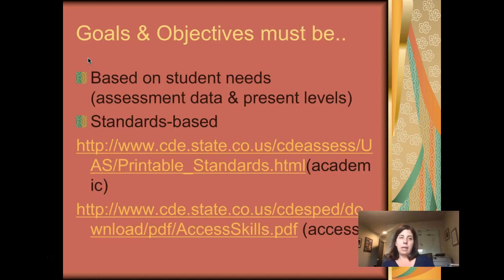We've already mentioned this, but it's an important reminder that goals and objectives need to be based on student needs. So again, that's either the assessment data or a combination of assessment data and the present levels. And you should always, like I said, start there. There are a couple of resources up on the screen that I will leave for you in case you'd like more information based on what's going on in Colorado.